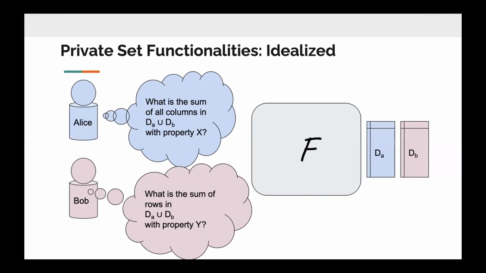Okay, so private set functionality, the main idea here, the goal of what we're pursuing: say we have a two-party computation in which Alice and Bob both have a database, and they want to make queries to the join of the two databases. In your ideal setting, both parties give their database to some third party. The third party computes the join of the databases and allows Alice and Bob to make repeated queries to the join and get the right answers.